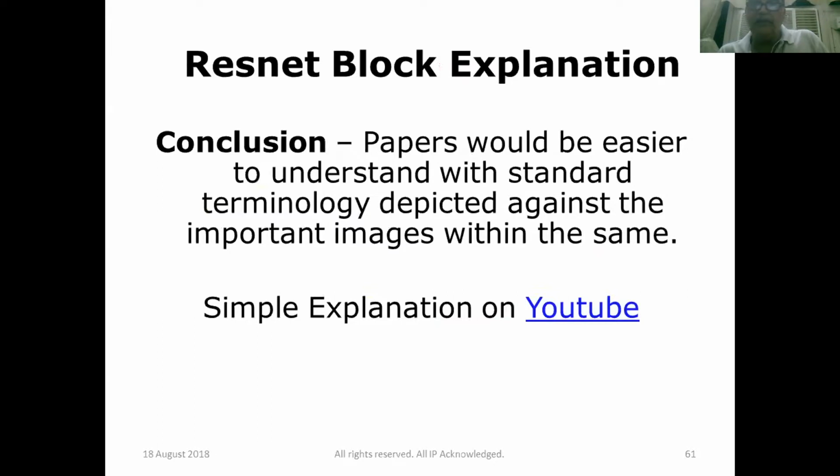My simple conclusion: papers would be easier to understand if they were clearer with the terminology depicted against the important images.